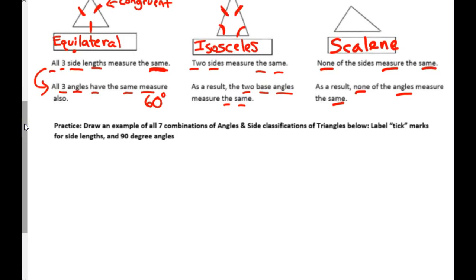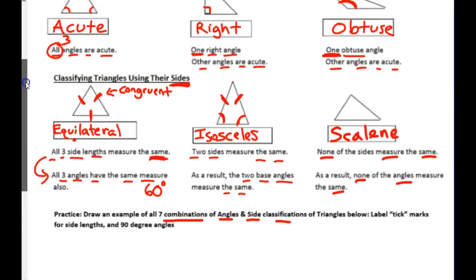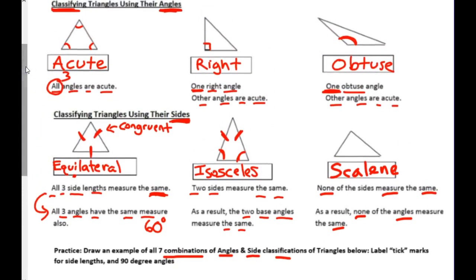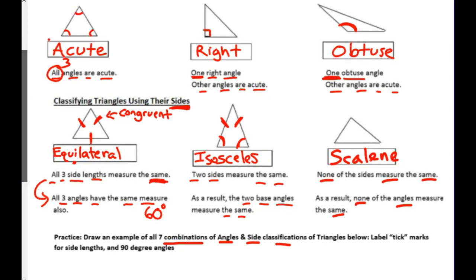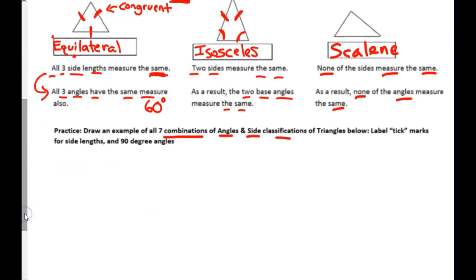Okay, so, ladies and gentlemen, at the bottom we're supposed to practice drawing an example of all 7 combinations, okay? Combination means that we can combine the angle and the side classifications of the triangles, okay? And we want to make sure we label tick marks for side lengths, all that good stuff. So, we're going to pick one of these angle classifications and then one of the side classifications. Okay, so let's pick the first one on top, and the first one on the bottom. Acute equilateral. So let's draw a picture of that.